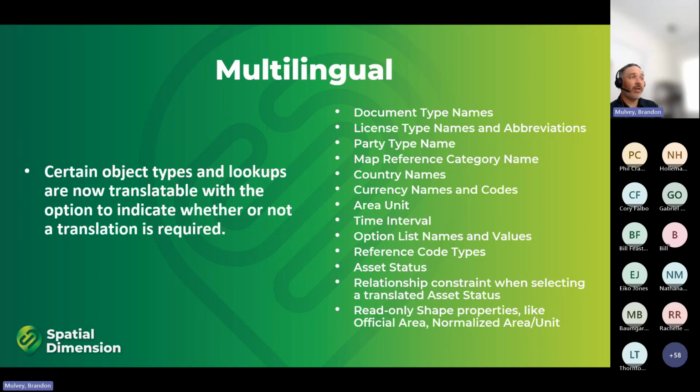And some of the last updates in 7.5 focus on the multilingual updates. So now as of 7.5, certain objects and lookups are now translatable with the option to indicate whether or not a translation is required.